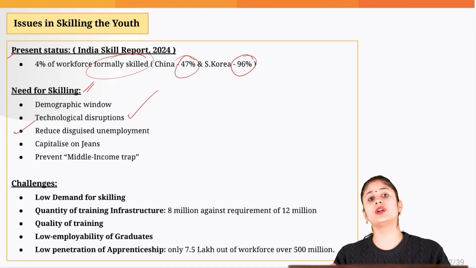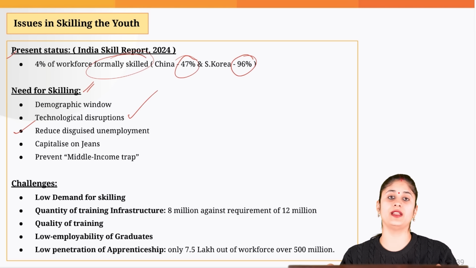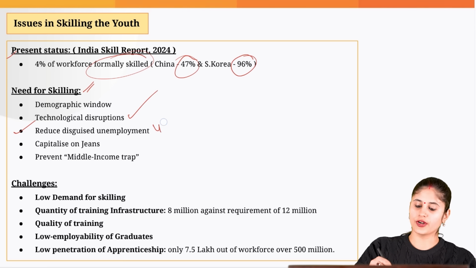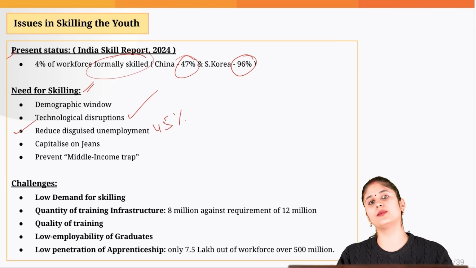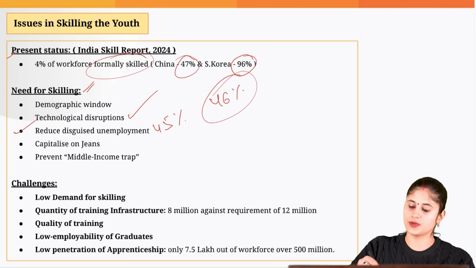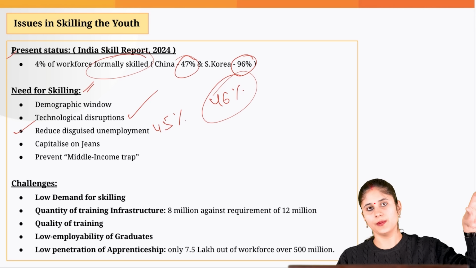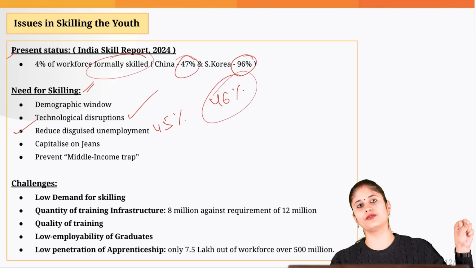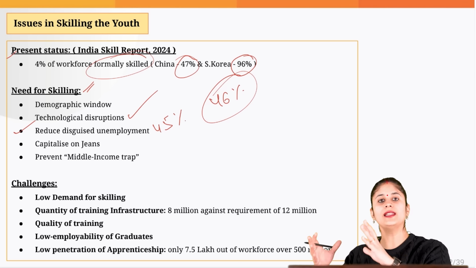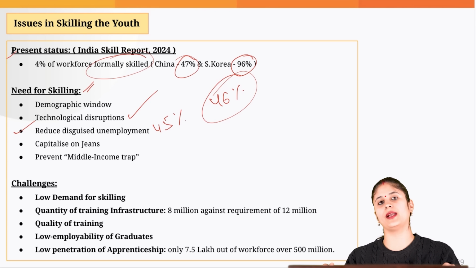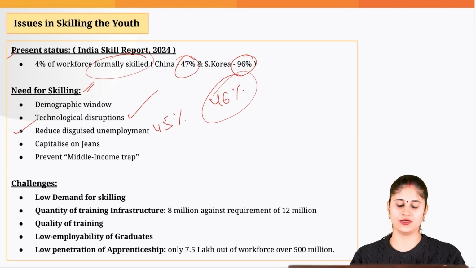Then, in order to reduce the disguised unemployment which is prevailing in agriculture, because previously, when you talk about agriculture, 45% of our workforce was dependent upon agriculture, but after the COVID-19 pandemic, it has increased to 46%. So more people are dependent upon agriculture. If you want to get those people out of agriculture and provide them adequate, well-paid jobs in the manufacturing sector, you need to provide them with adequate skill training.